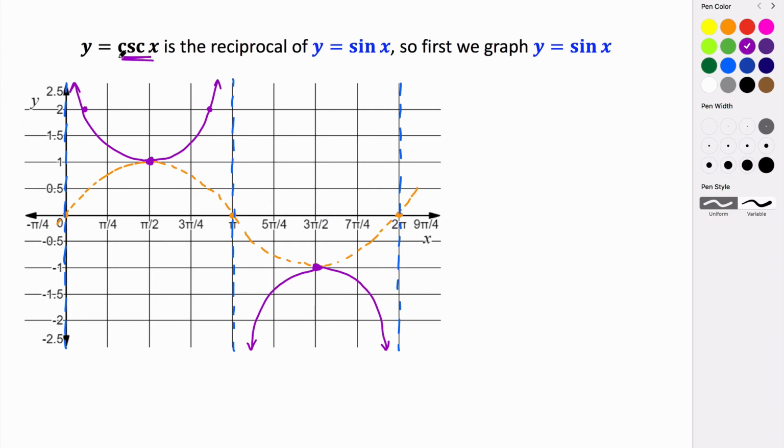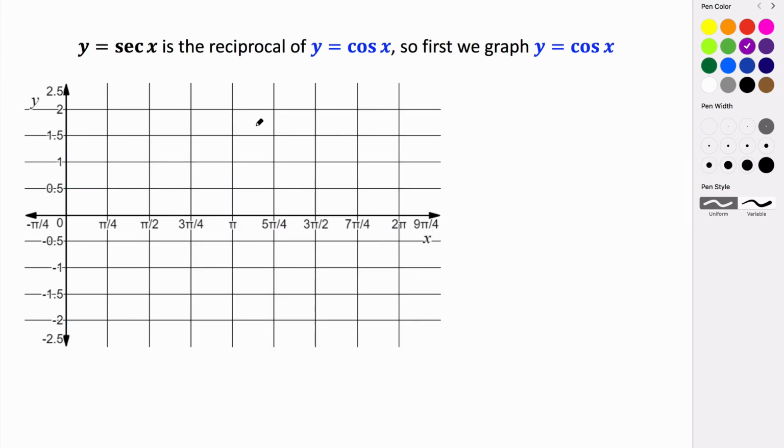The period for the cosecant function is the same as the sine, and all the transformations that happen to the cosecant function first get applied to the sine, and then you just graph your cosecant after that. We're going to do something very similar for the secant function. First, we're going to graph the cosine and then use its values to graph the secant.